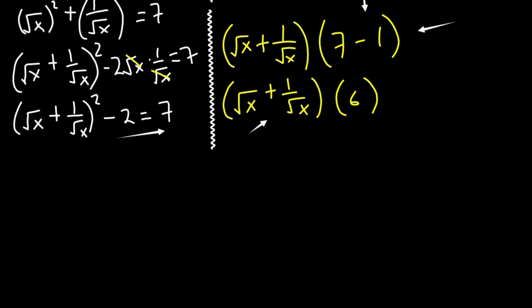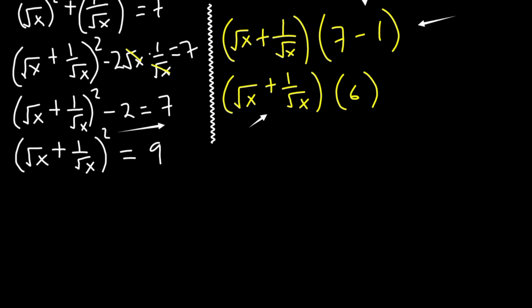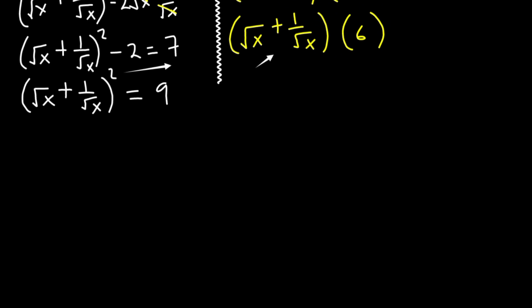And then when we transpose this, we're going to see that square root of x plus 1 over square root of x all squared equals 7 plus 2, that's 9. And then we can go ahead to take the root. So therefore we have square root of x plus 1 over square root of x equals square root of 9. Therefore that gives us plus or minus 3.